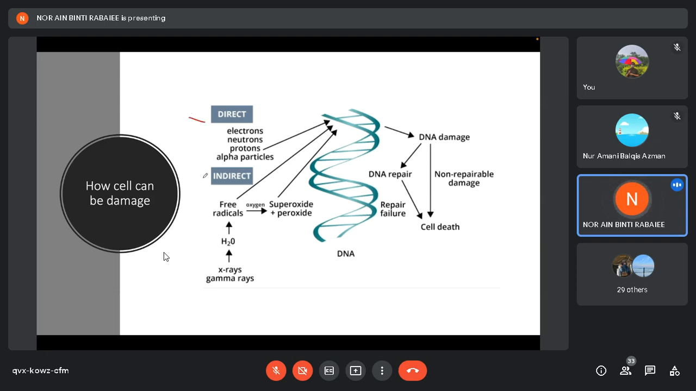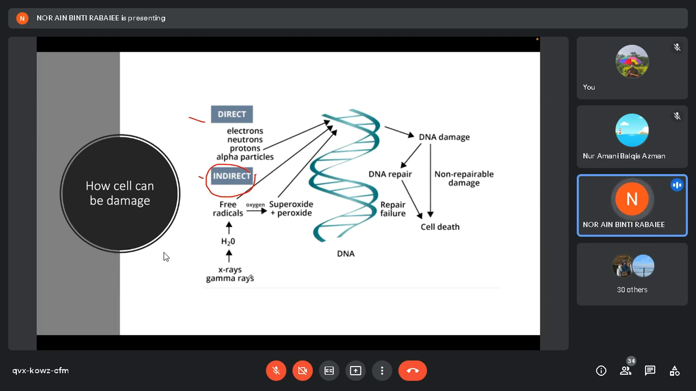So biological effect, we know it can be direct and indirect. Direct effect is easily caused by radiation with high linear energy transfer, for example alpha, because you know alpha is very hazardous and very harmful to humans. Most of the cell damage in the human is due to the indirect effect.